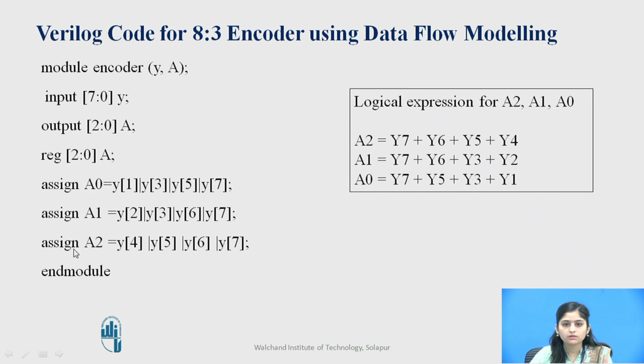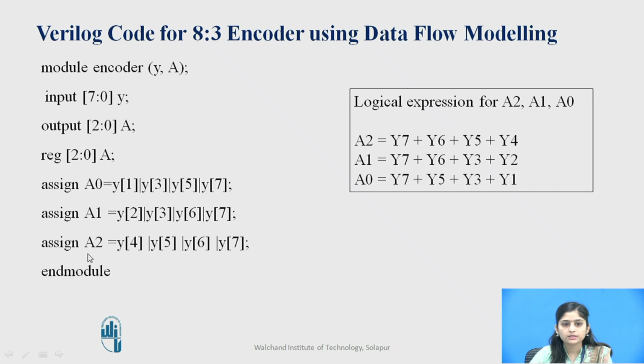Now we have to write down our internal logic. We know that in data flow modeling we are using the assign keyword. So for the A0 output, we can write down our internal logic. Assign A0 equal to Y1 or, this OR operator is used here, that is nothing but the standard line. A0 equal to Y1 or Y3 or Y5 or Y7, then semicolon. Now write down the second output expression for A1. Again we are using the keyword assign. So assign A1 equal to Y2 or Y3 or Y6 or Y7 and then semicolon.